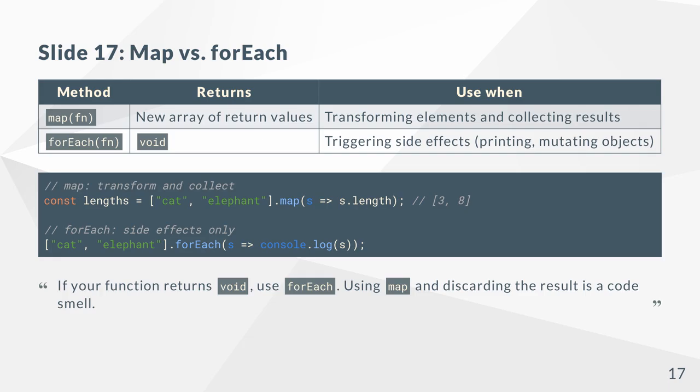Map and forEach look similar but serve different purposes. .map returns a new array containing the return values of the function. Use it when you are transforming elements and collecting results. forEach returns void. Use it when you are triggering side effects: printing, logging, or updating external state. If your function returns void, use forEach. Using map and discarding the result is a code smell. You are creating an array and immediately throwing it away.